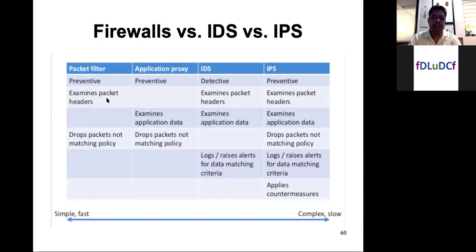Packet filtering only examines packet headers, while application level proxies examine application data. IDS examines application data and also log files, rule sets, and so on. So one only works with the packets, and the other works with the entire data available to it. Most of the modern firewalling blocks are complex IPS in general terms.